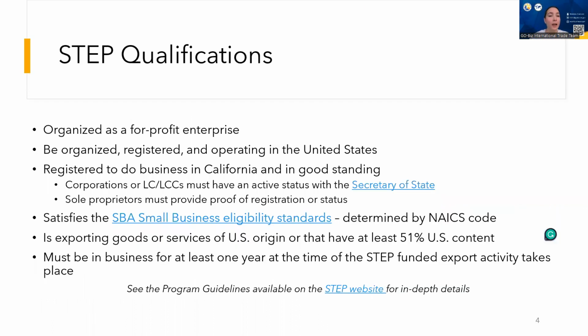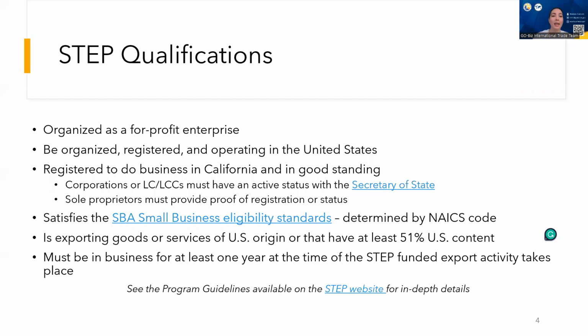In order to qualify for the grants, you must be organized as a for-profit enterprise, be organized, registered, and operating in the United States, and be registered to do business in California and in good standing. So in the application process, if you are a corporation or LLC, we will ask you to provide the entity number with the Secretary of State. This is to ensure you have an active status. Or if you're a sole proprietor, you must provide the proof of registration or status for your business.